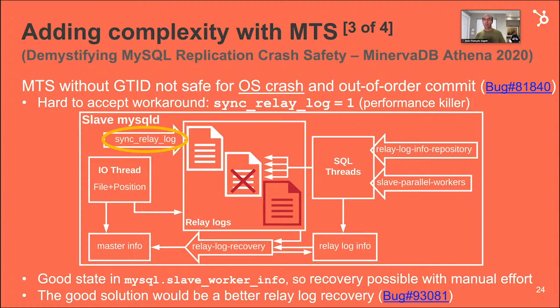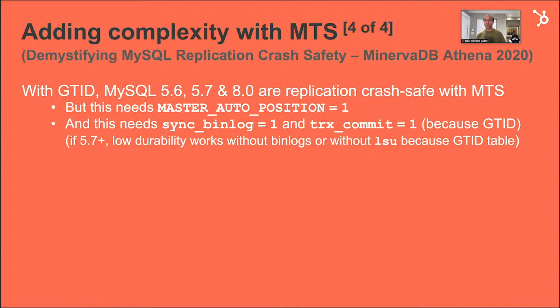The state in the slave worker info could be used to recover. There's a way to do it. It would be very complicated to explain, and I don't have time for this. But if it's possible to recover manually, it means that it's possible to recover automatically. So relay log recovery should be able to implement this. So we're yet again at needing a better relay log recovery.